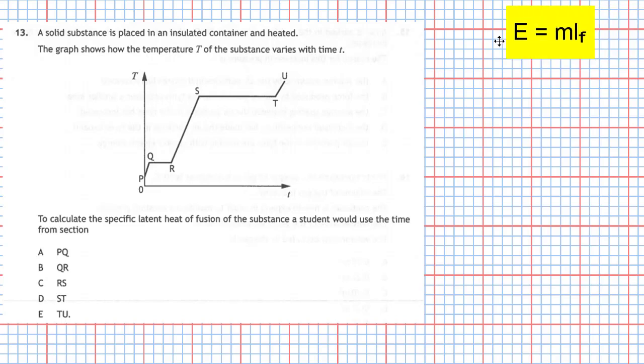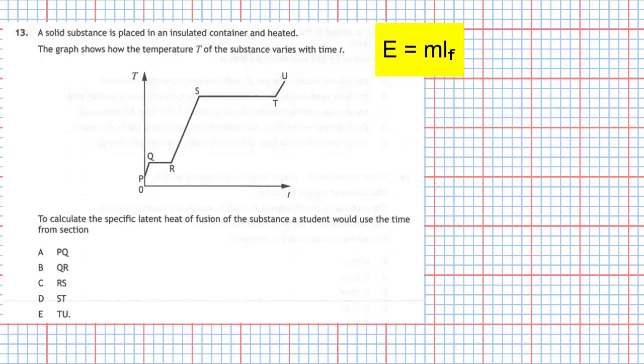Now we know that the equation is E equals m L_F, where m is the mass of the substance which has been heated, and L_F is the specific latent heat of fusion. So to work out the specific latent heat of fusion, we'd have to find the energy and divide it by the mass. That's our key equation. How do we find the energy? Well, we know that the energy is equal to the power times the time. So we know the power of the heater and we know how long it's in operation for. We can work out the energy supplied.